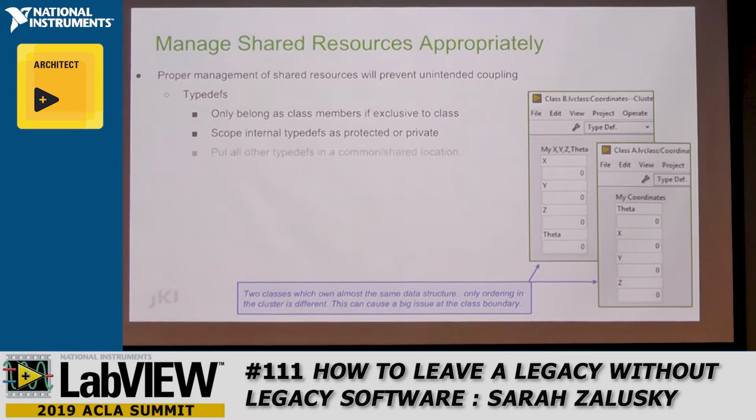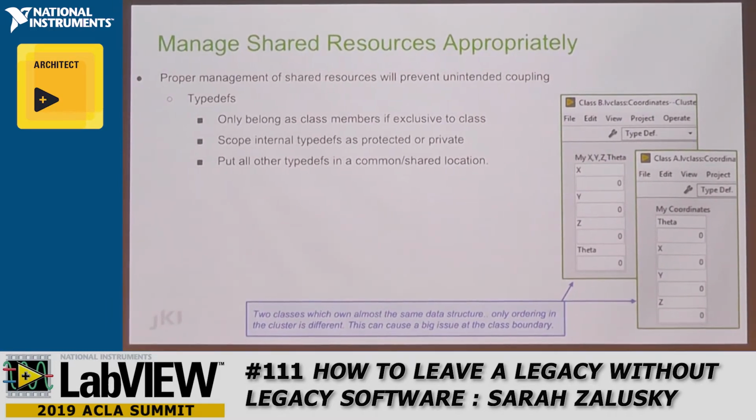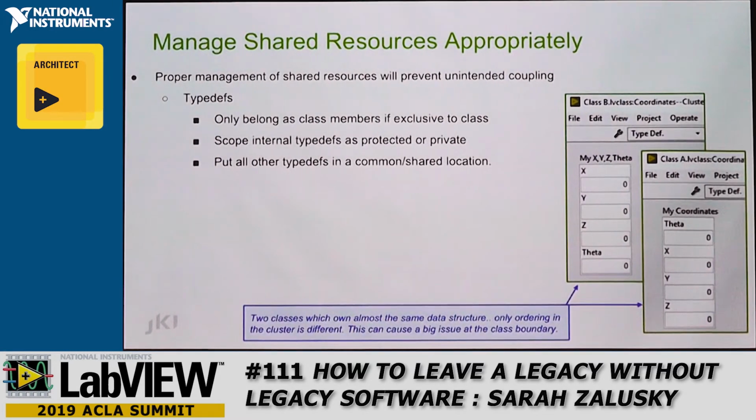One of the things is that unless type defs are very specific or really exclusive to the behavior in a class, they really have no business being a member of that class. If they do belong to the class, especially if they're not exposed in the public interface, make sure they're scoped as protected or private. But other things should really be put in a common and shared location, and other developers should know about it. This prevents us from creating duplicate copies of the same type def and can save us a lot of headaches later on.